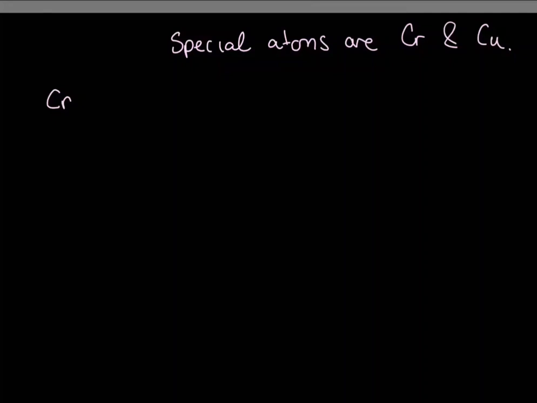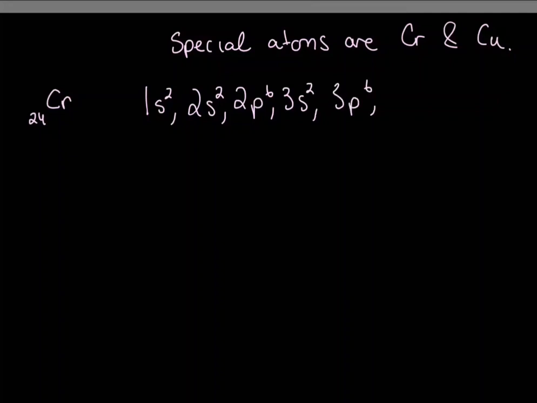Chromium. If I was to fill it out, what is the actual atomic number for chromium? Okay, it's 24. So you might think, okay, all right, I'll do this. 1s2, 2s2, 2p6. Yeah, which seems perfectly fine. But it's not, and that's not what happens.